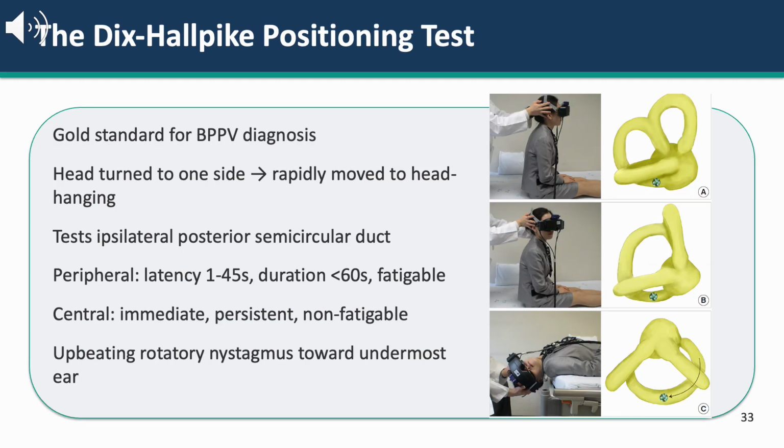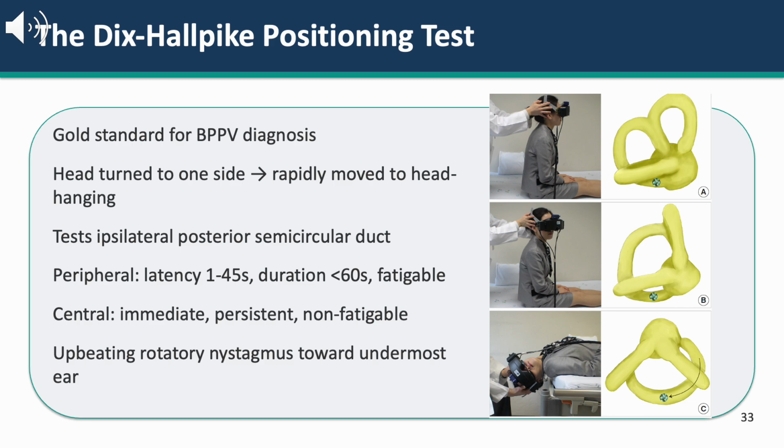The Dix-Hallpike positioning test is the gold standard for diagnosing benign paroxysmal positioning vertigo. The patient's head is turned to one side, and then the patient is rapidly moved backward from a sitting to a head-hanging position. Turning the head places the ipsilateral posterior semicircular duct in a parasagittal plane. The examiner maintains the patient in the head-hanging position for approximately 1 minute and observes for nystagmus.